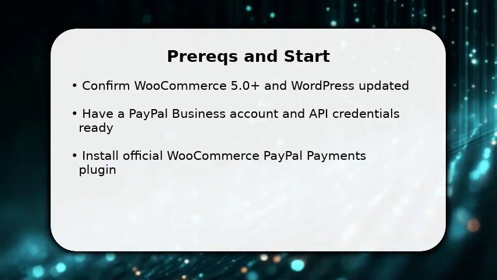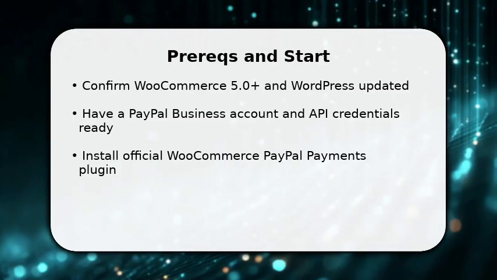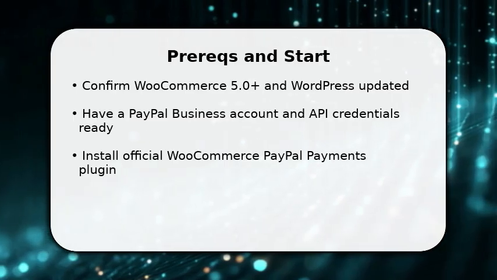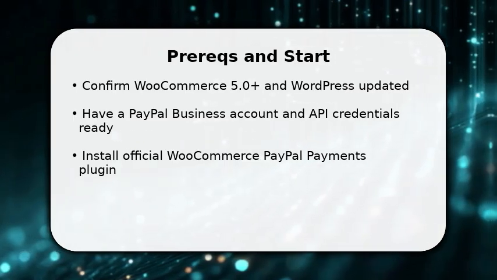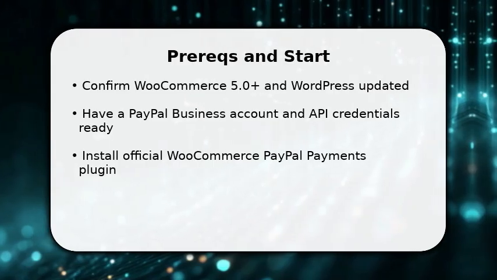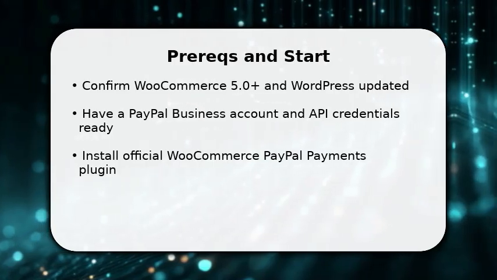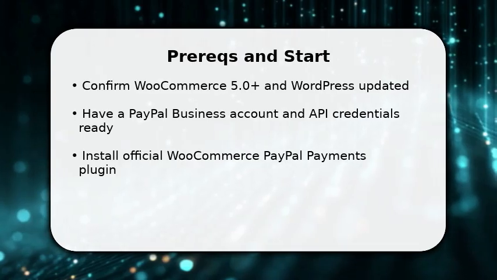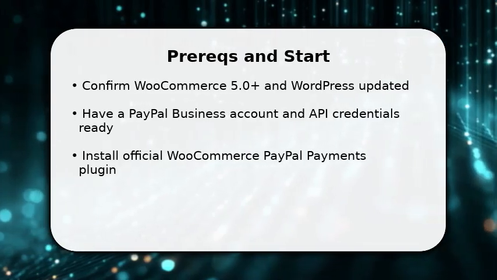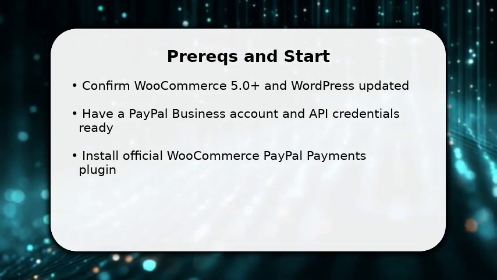You begin by confirming prerequisites: WooCommerce updated, a PayPal business account, and the official plugin installed. Now open WordPress admin and go to Plugins. Activate WooCommerce PayPal Payments. Once active, click Settings for that plugin so you can connect accounts.